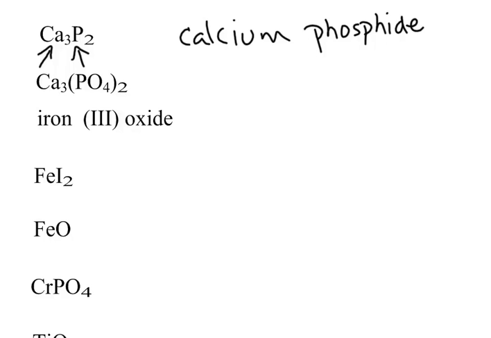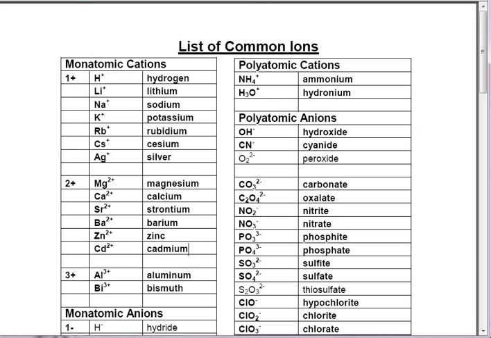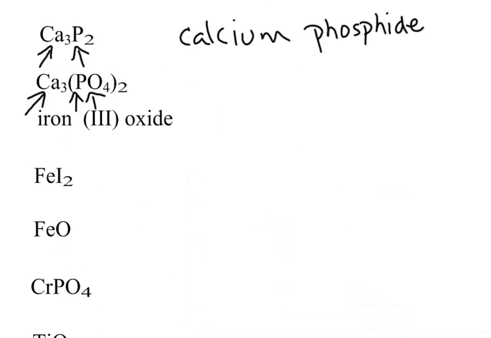Alright, in the second one, you'll notice that we have three different elements, calcium, phosphorus, and oxygen. So right off the bat we know that we're going to have to go to our list and figure out what PO4 is, and you'll note that down there it is phosphate. So going back to our materials here, we will write it down as calcium phosphate.